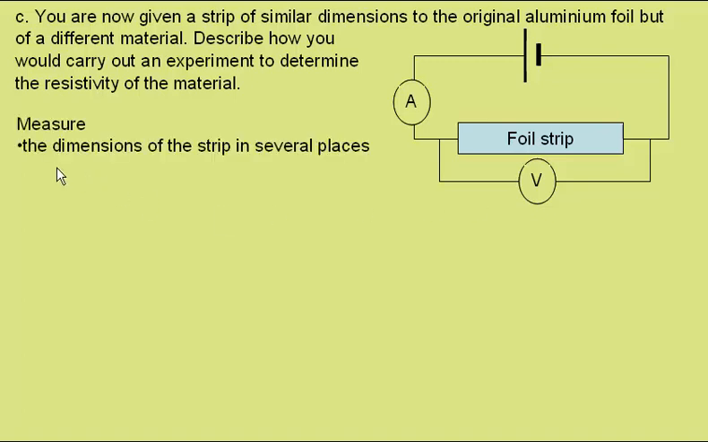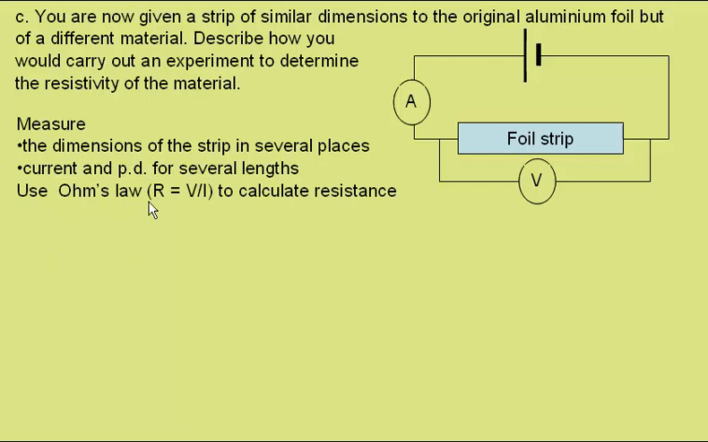Then we would need to measure the dimensions of the strip in several places and take an average. We would need to know the current and the potential difference through and across the strip for several lengths. Then, using Ohm's law, resistance is equal to potential difference over current, we can calculate the resistance for these different lengths.